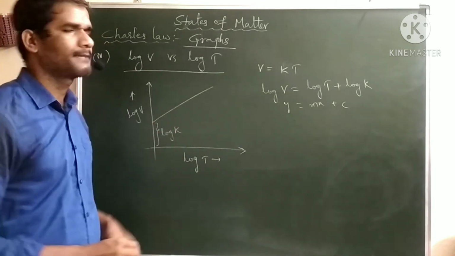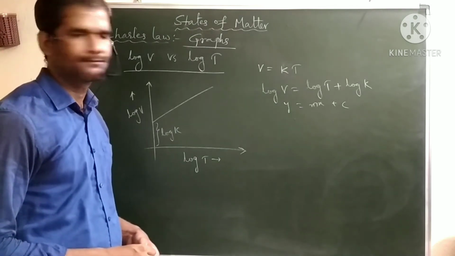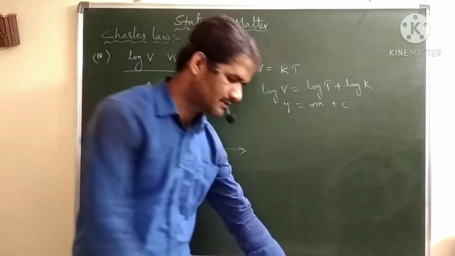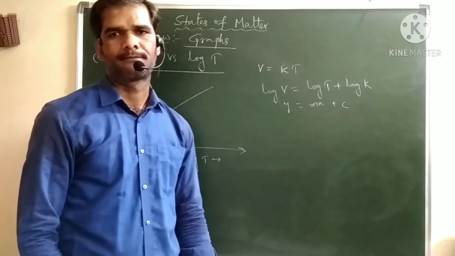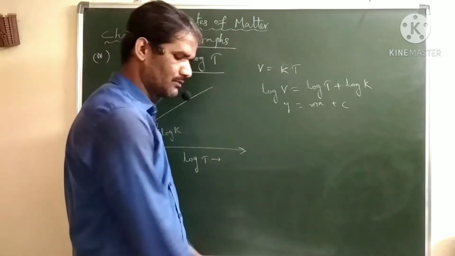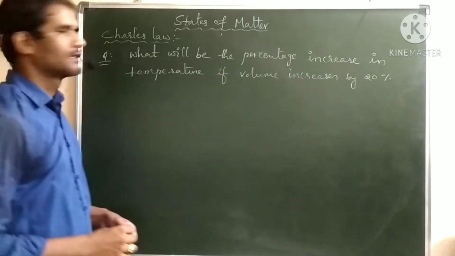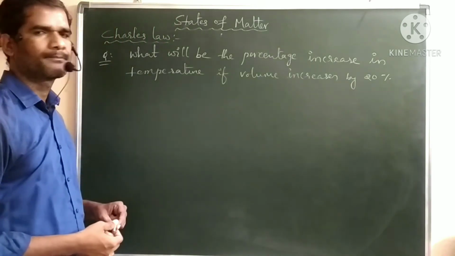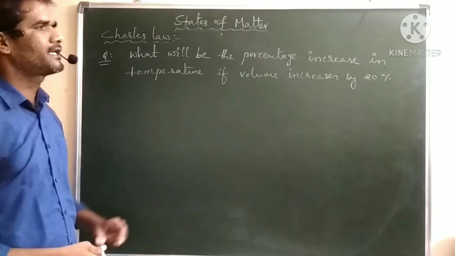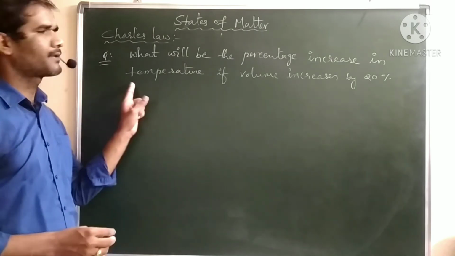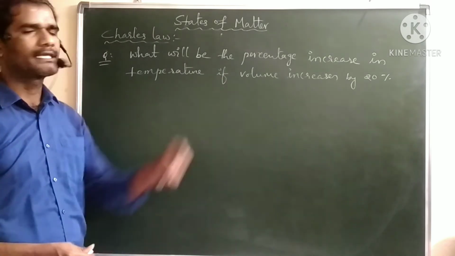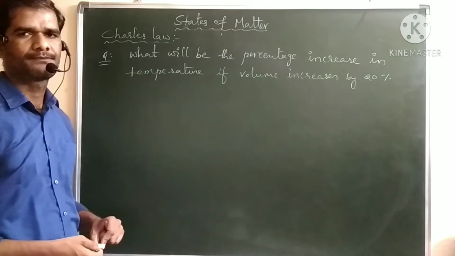This is a graph with respect to log V versus log T. These are some various graphical representations for the Charles law. Now we will see some numericals related to this Charles law. Now we will see one question here. What will be the percentage increase in temperature if volume increases by 20%?